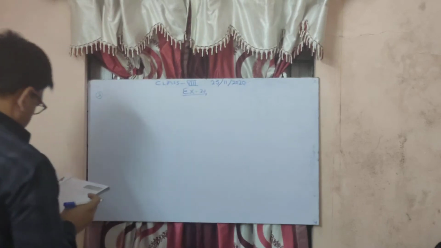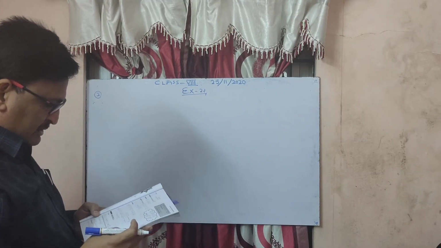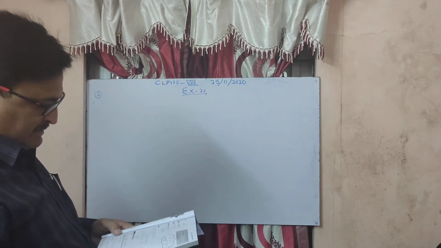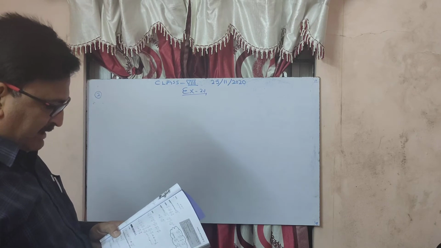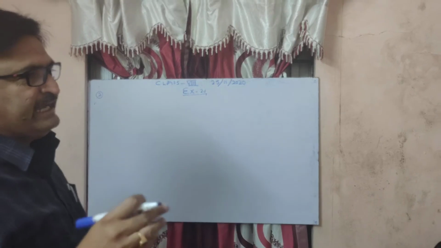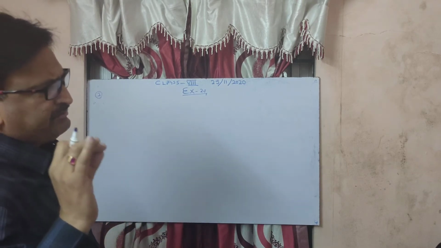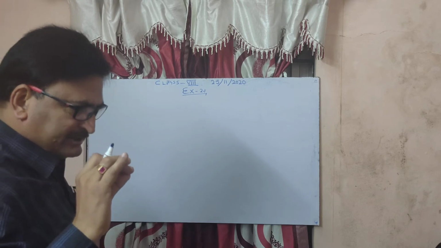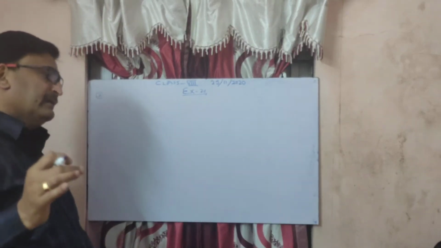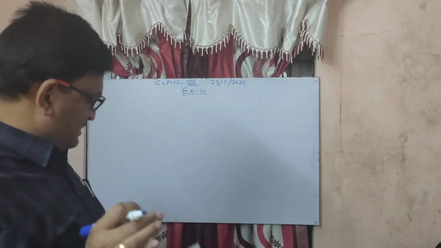What is question number 2? Simplify and express the result in power notation with positive exponent. First of all, simplify and express the result in power notation. There is no need to write 8, 16, 24, 35. Just write in the power. First of all, you have to simplify it and put the answer in the power notation, and the power should be positive only. Okay? Okay, let us see.